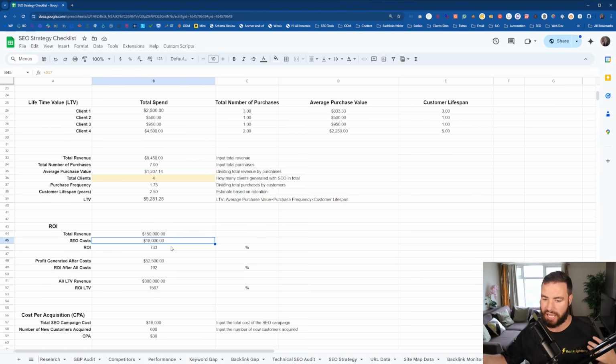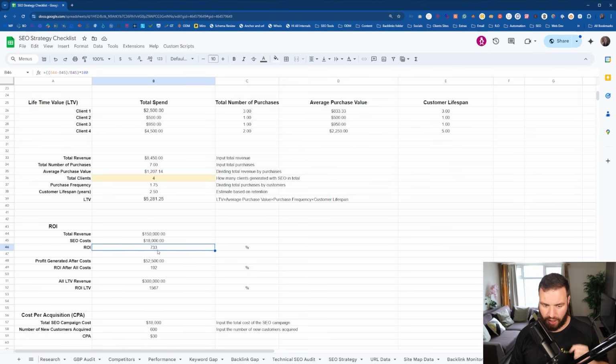Now, obviously, take out the noise, guys. If there's been referrals, take that stuff out of the calculation. Then look at the SEO cost. It was 18,000. And then look at the return on investment. This is as a percentage. So it's a 733% increase. So return on investment on that SEO campaign, as an example, worked out to be 733%. Awesome, right? Let me explain in detail.